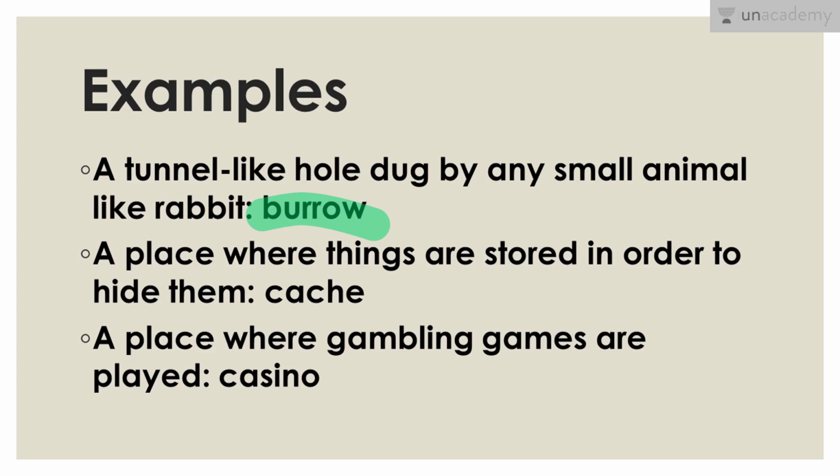Next, a place where things are stored in order to hide them. So that is known as cache. Cache is basically a storage area. Commonly, if we can take the example of a storeroom, then a storeroom could be used to keep any kind of material which you want to hide from somebody or which you can access easily. So that is also known as cache.